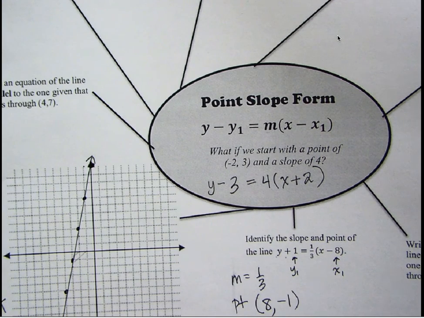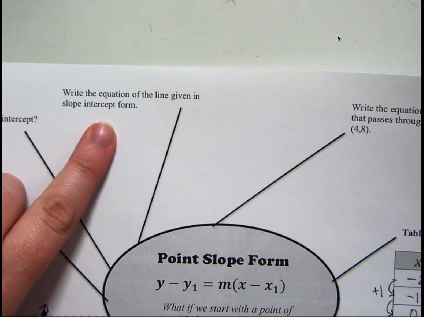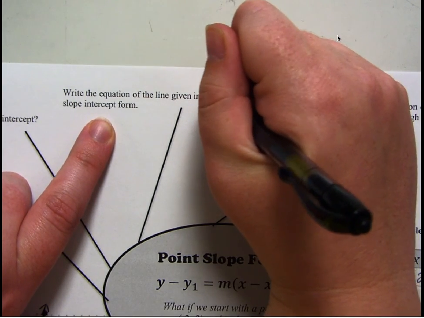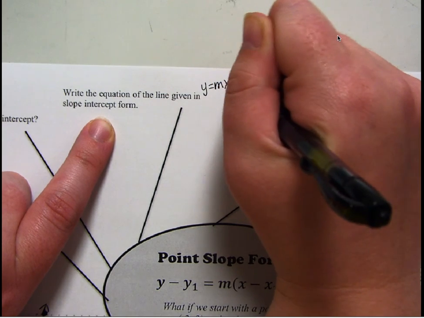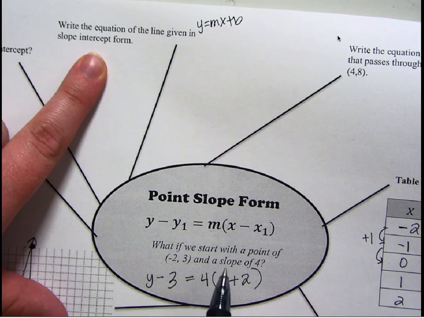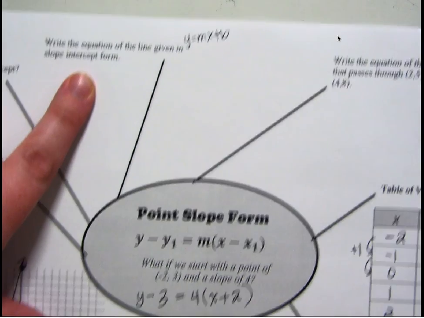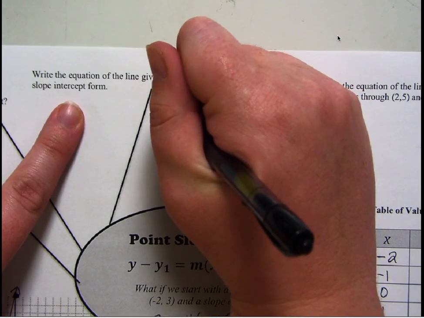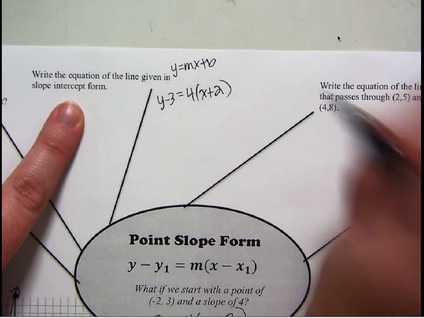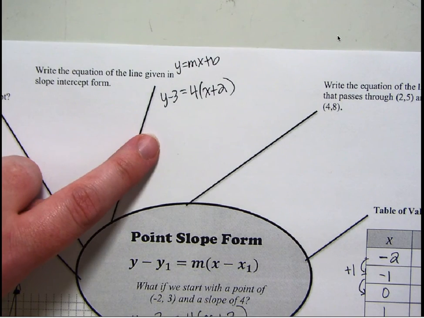Let's do write the equation of the line given in slope-intercept form. So once again, I don't think we've talked about this yet. It's y equals mx plus b. So what we want to do is distribute the slope, and then we're going to isolate the y value. So we have y minus 3 equals 4 times the quantity x plus 2. I just rewrote the problem from below.